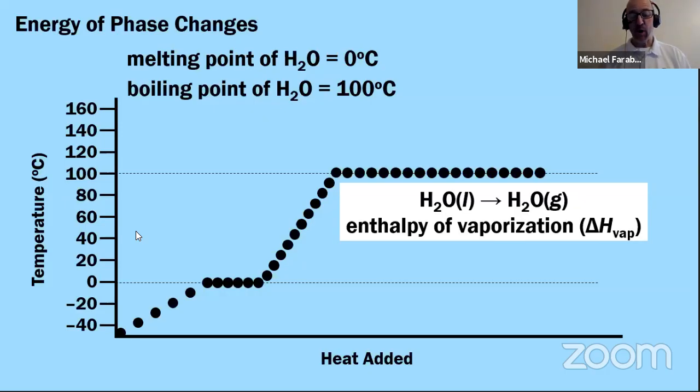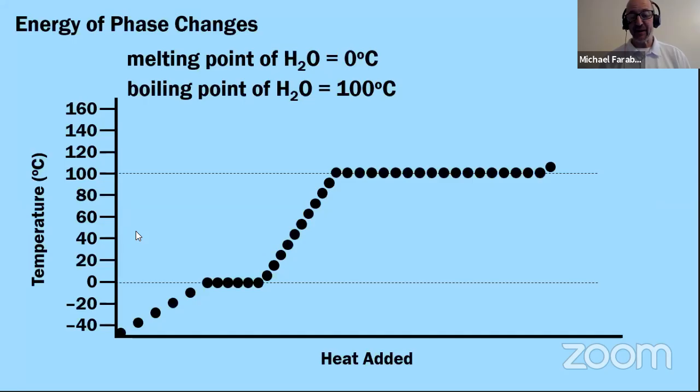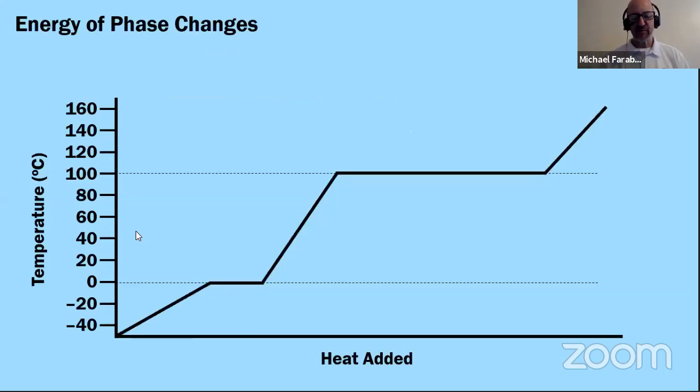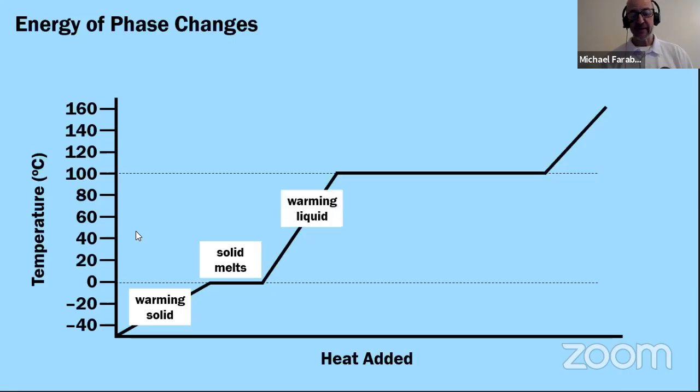Now we're at the state where all of the liquid has been converted to a gas, and we can continue to heat this gas to temperatures above the boiling point, and we're back to mc delta T again. So what I'm showing you is a phase diagram or a heating curve. And this particular heating curve has slanted lines as well as flat lines. The flat lines are when phase changes occur, and the slanted lines are when you're just warming one of the phases. So either warming a solid, or the solid melts, you're warming the liquid, it evaporates or boils, and then you're warming the gas.